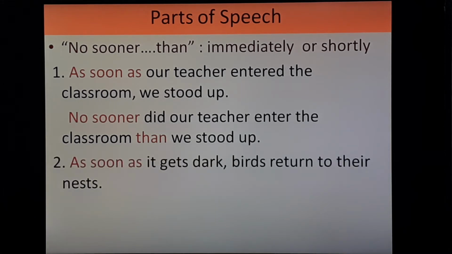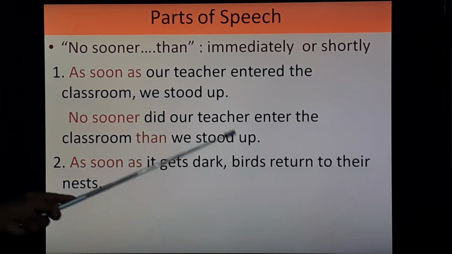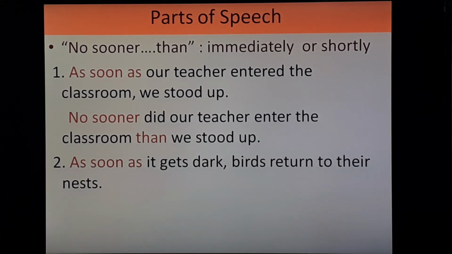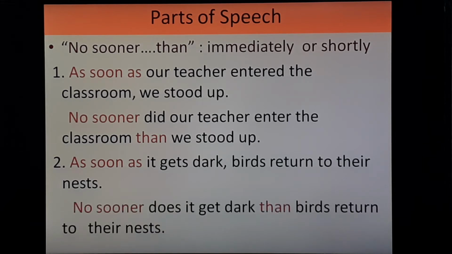Let's see the next example. As soon as it gets dark, birds return to their nests. Now how do we turn this into "no sooner than"? Here, first of all, you have to write "no sooner" instead of "as soon as." Then "it gets dark." So here, V1 form, it means base form. Simple present tense is given.